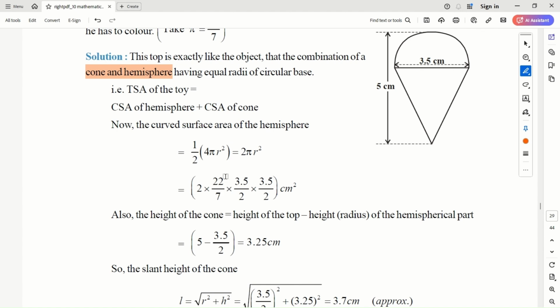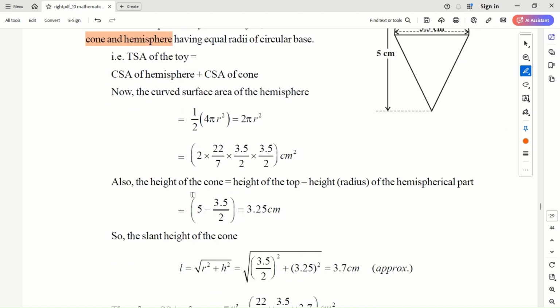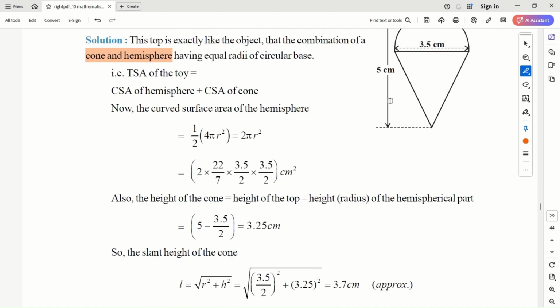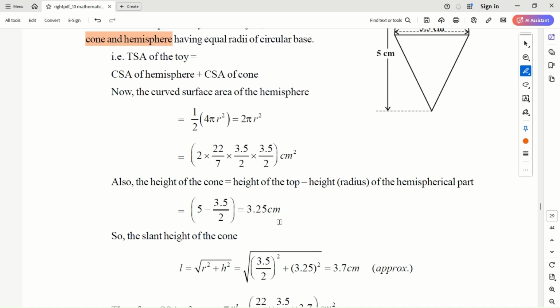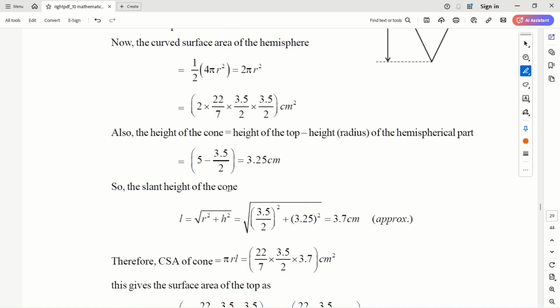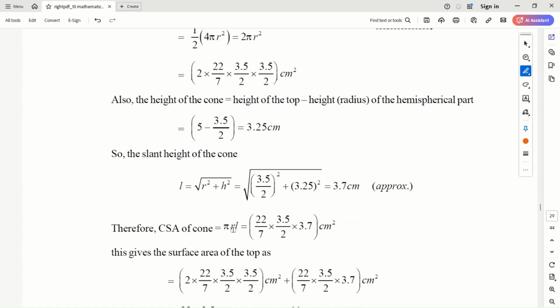You can calculate in terms of this one. The height of the cone is the height of the top minus the height of the hemisphere, correct? And how much is the height of the hemisphere? The hemisphere's height is nothing but its radius, which is 3.5 by 2. So if I subtract 3.5 by 2 from 5, I get 3.325. This is the height of the cone. Now from this I can calculate the slant height, which is nothing but 3.7 centimeters.